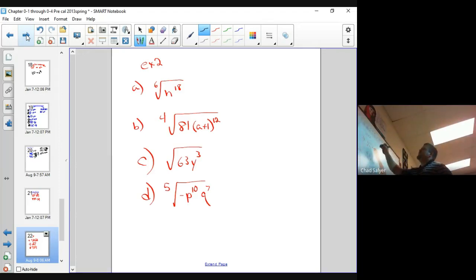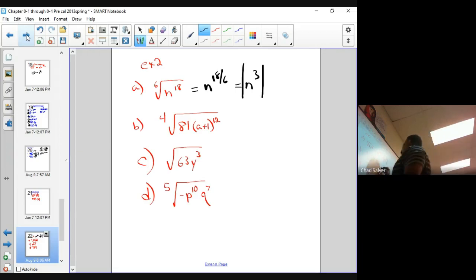Okay, so the sixth root of n to the 18th power, I'm going to rewrite this as n to the 18 over 6, which reduces to n to the third. However, even index, even power on the radicand, odd resultant power. And so I need to put it in absolute values.